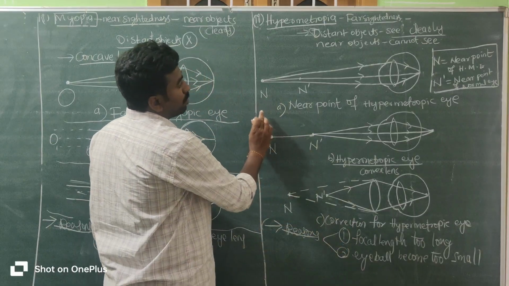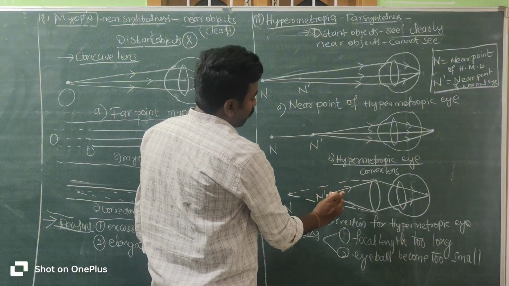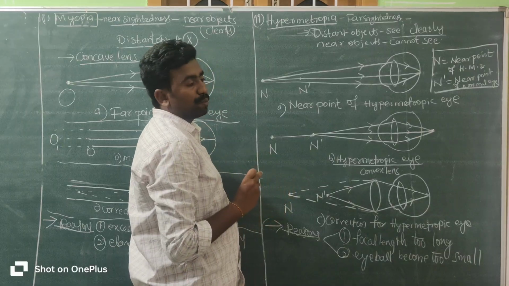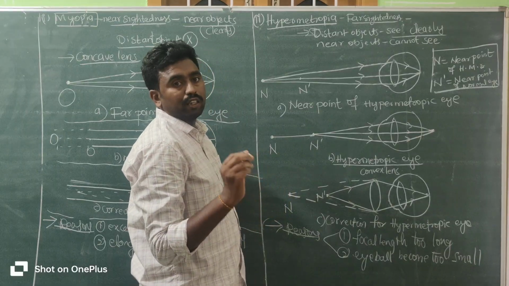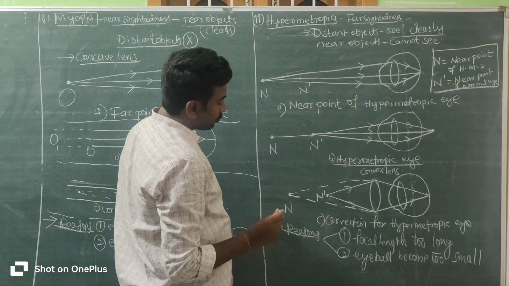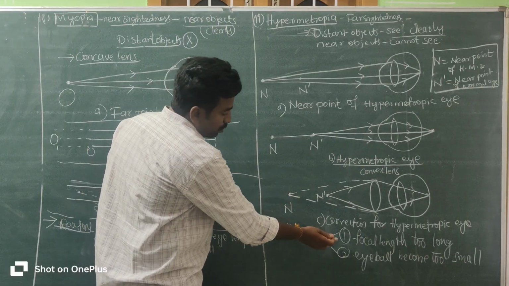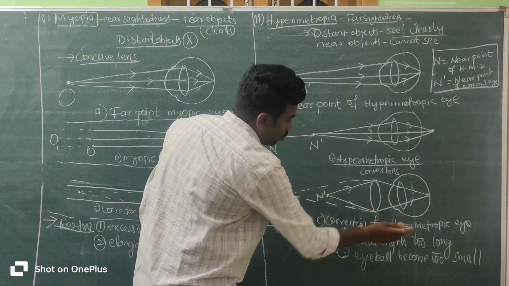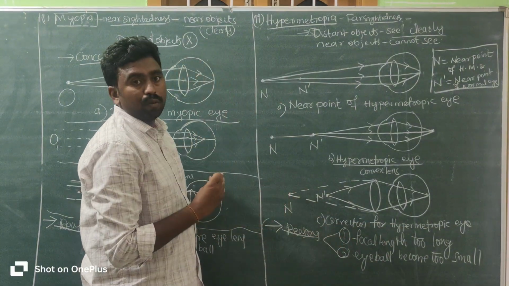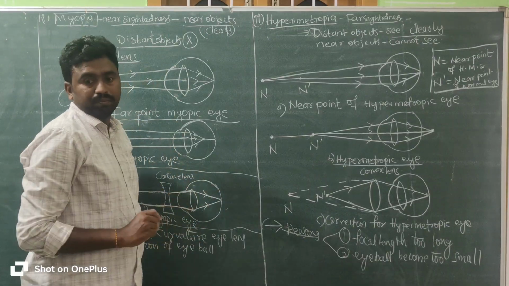Here N is called the near point of the hypermetropic eye. N dash is called the near point of the normal eye. Generally, for a person who does not have hypermetropia, the near point is 25 centimeters. In case of hypermetropia, the near point is more than 25 centimeters. Generally, hypermetropia arises because of two things. First, the focal length is too long, and second, the eyeball becomes too small. These are two important things which are frequently asked in the exam.